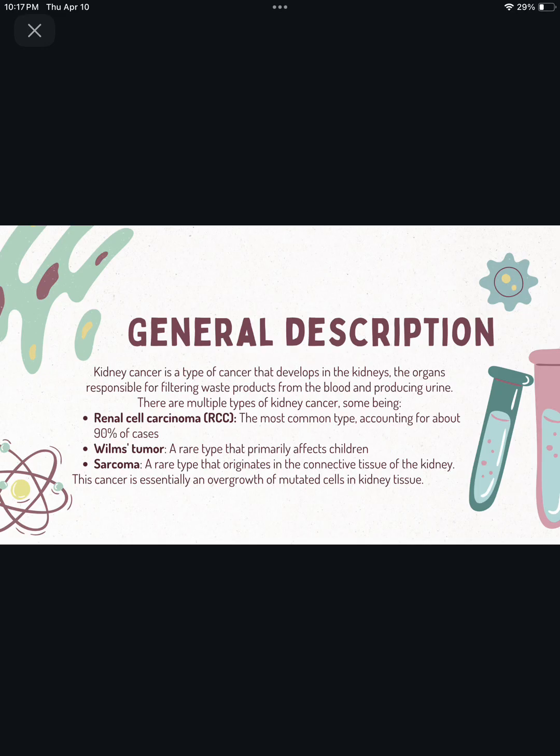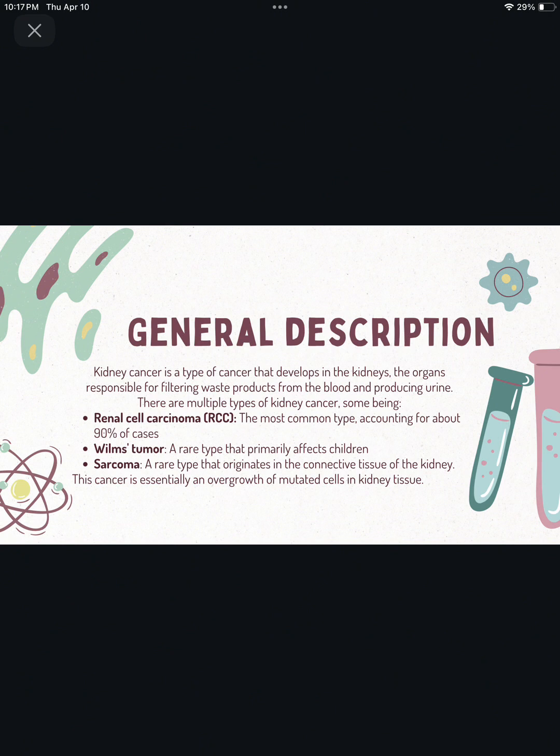So here's a general description. Kidney cancer is essentially a type of cancer that develops in the kidneys, the organs responsible for filtering waste products and blood and producing urine. There are multiple kinds of kidney cancer, some being renal cell carcinoma, RCC. This is the most common type of kidney cancer found, which makes up almost 90% of the cases.